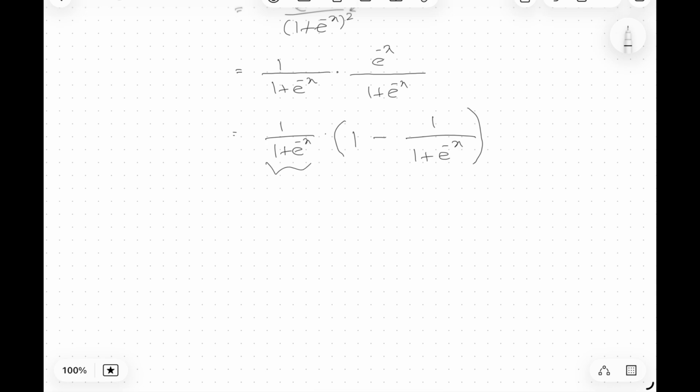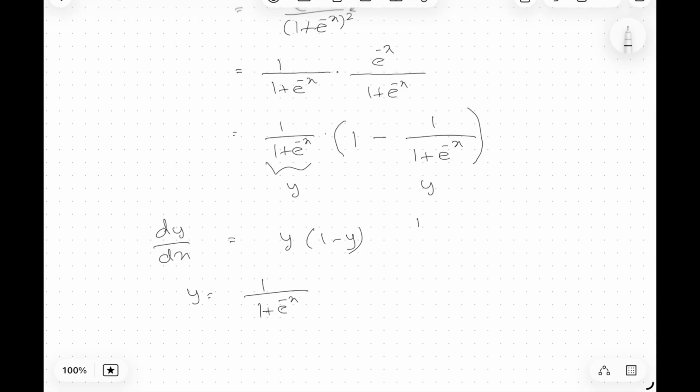Now this thing we can recognize as y, and this is y, so we'll have y times (1 minus y). So dy over dx is equal to this one, where y is equal to 1 upon (1 plus e to the power minus x).